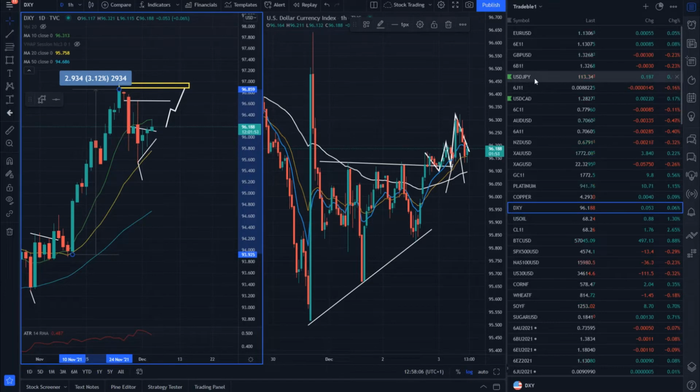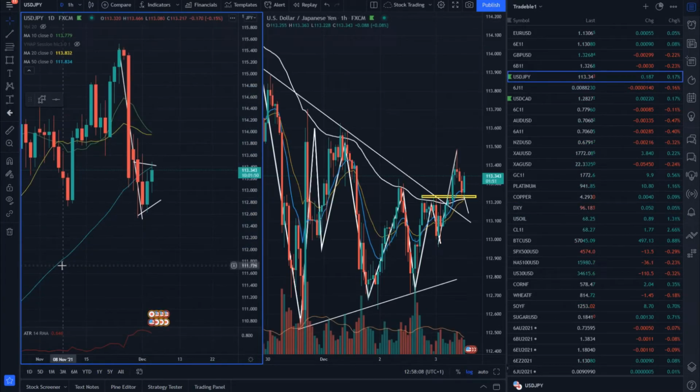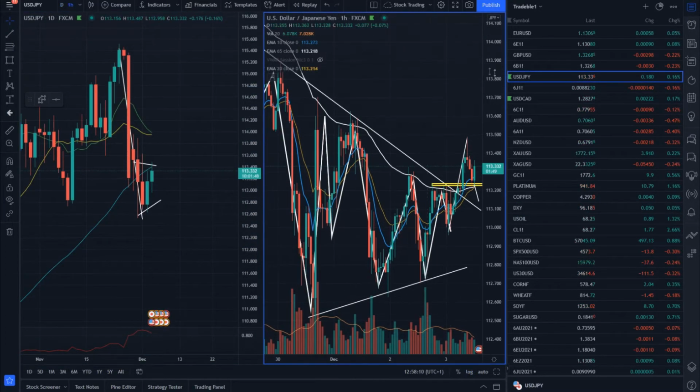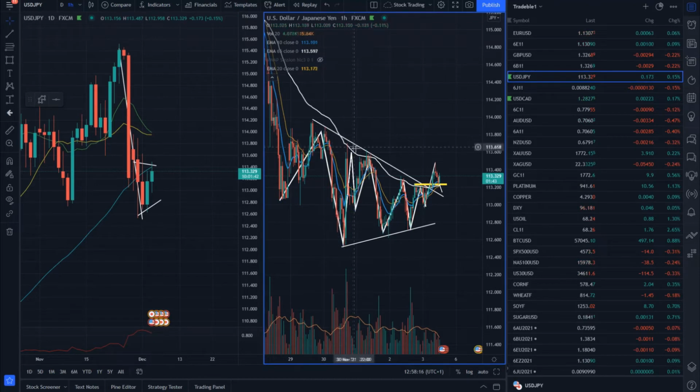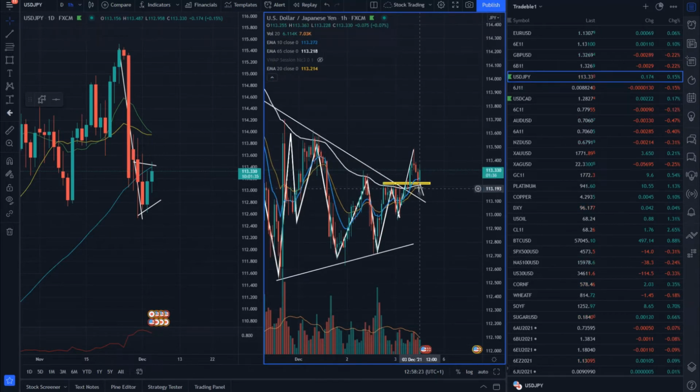If you go and check the next one, which is basically the Japanese yen, we can see there is a breakout of this big contraction here. Obviously we can find this resistance trend line. There was a contraction here, there was a breakout this morning, there was a nice pullback, and now it's trying to regain the power.